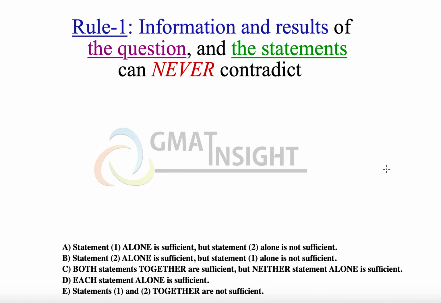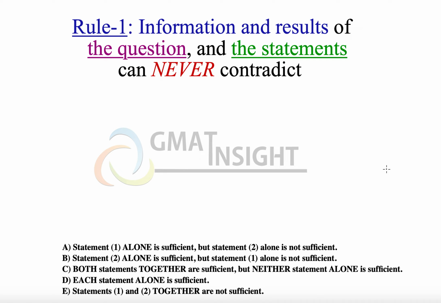If the first statement gives us the value of x equal to 2, then the second statement will either give us the value of x equal to 2, or it will give us x with 2 and some other values. But it's impossible that there is complete contradiction, that the first statement says x is 2 and the second statement says x is not 2.